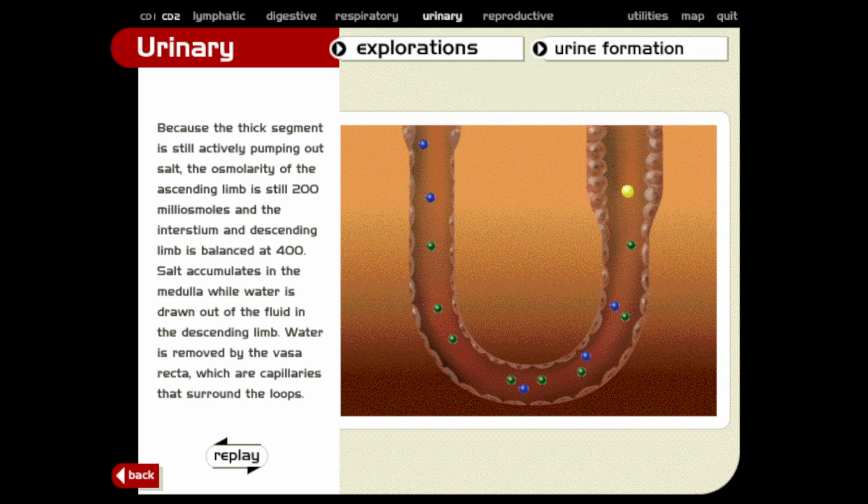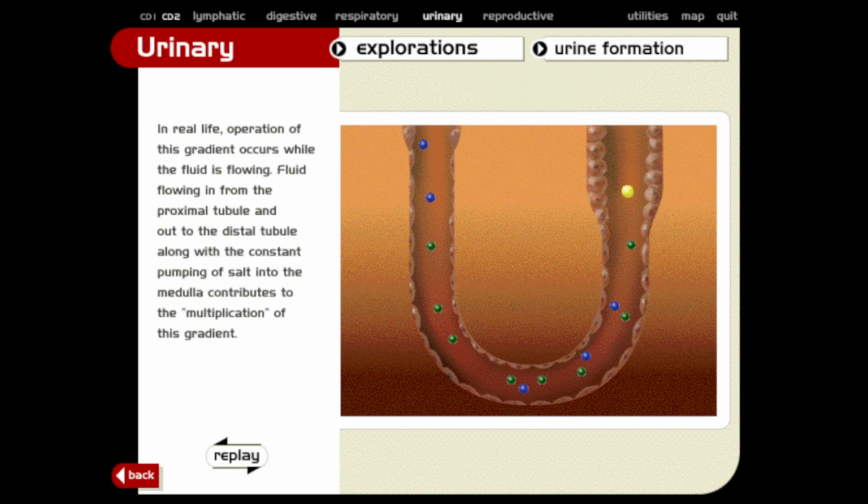Because the thick segment is still actively pumping out salt, the osmolarity of the ascending limb is still 200 milliosmoles, and the interstitium and descending limb are balanced at 400. Salt accumulates in the medulla while water is drawn out of the fluid in the descending limb. Water is removed by the vasa recta, which are capillaries that surround the loops.